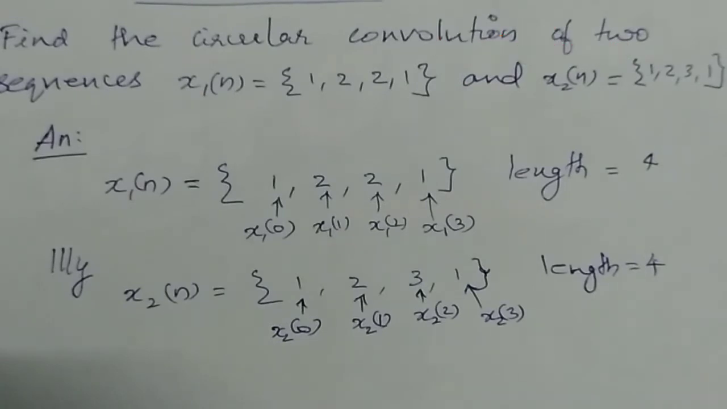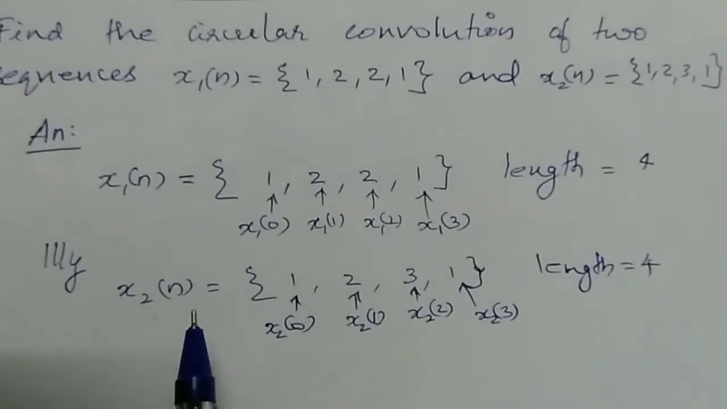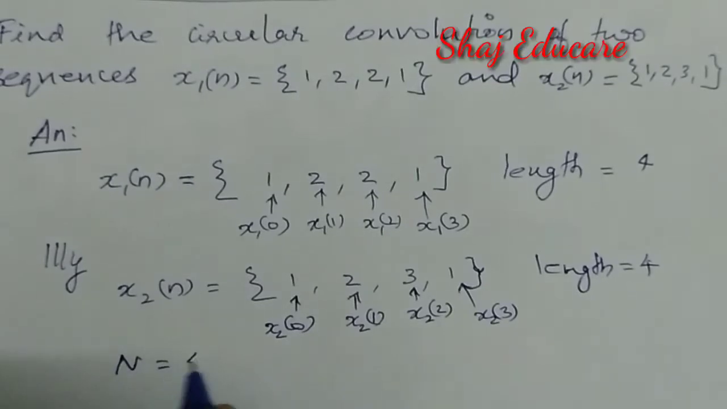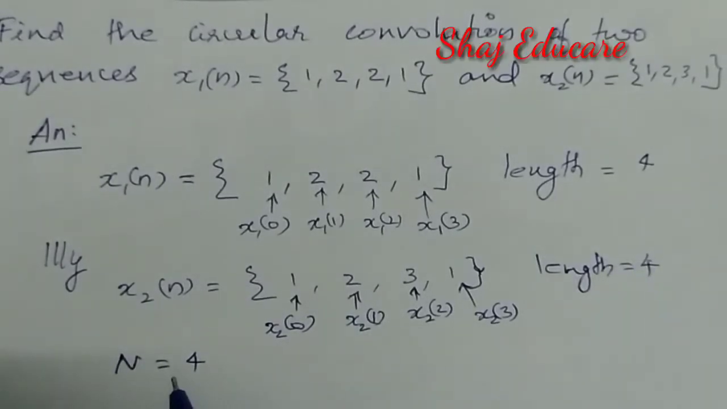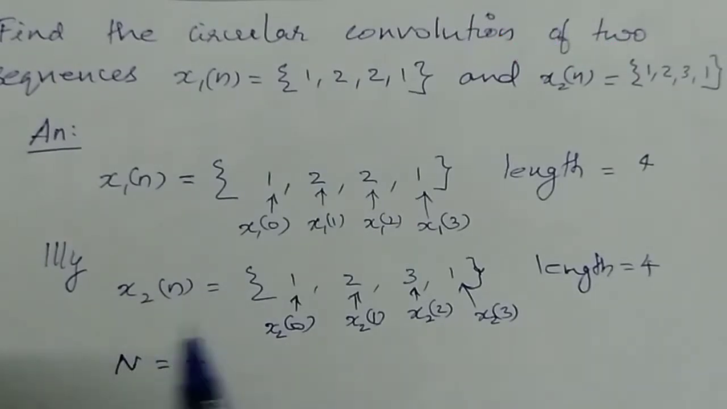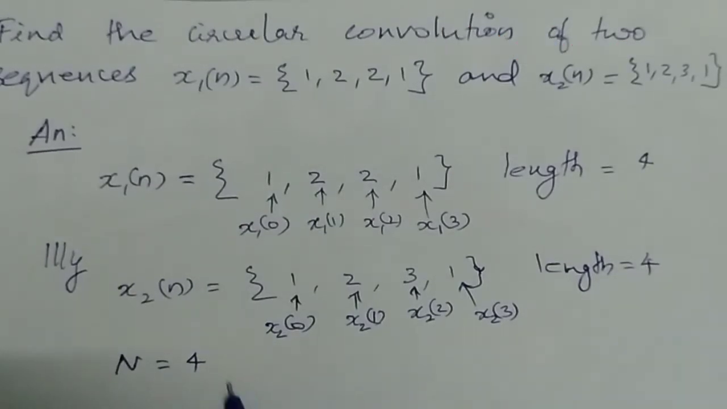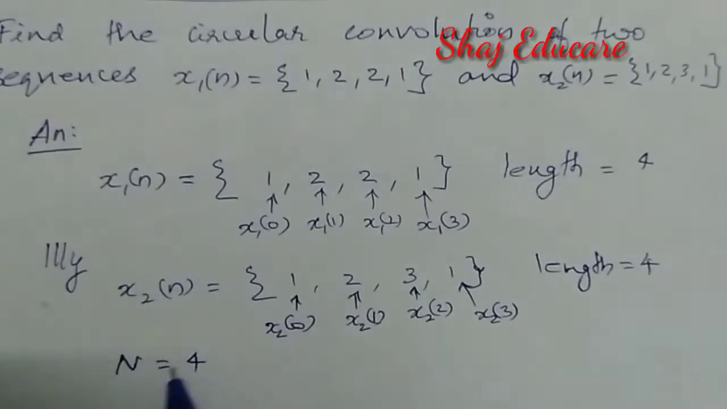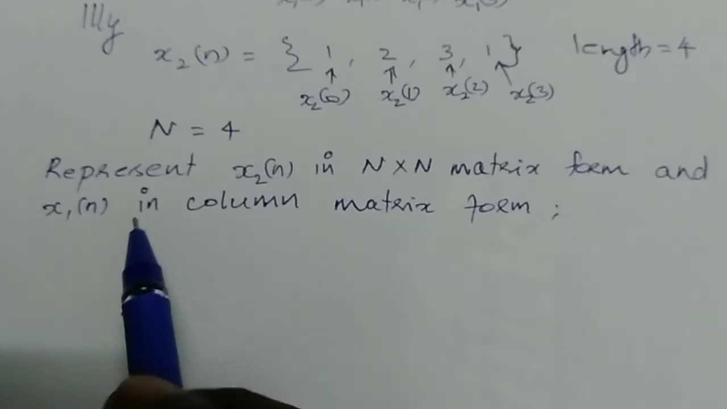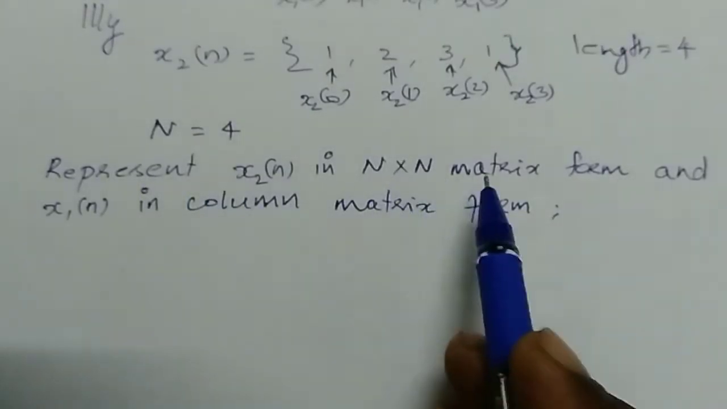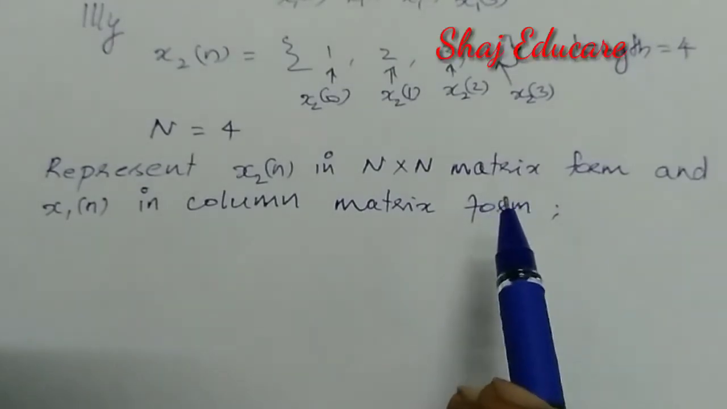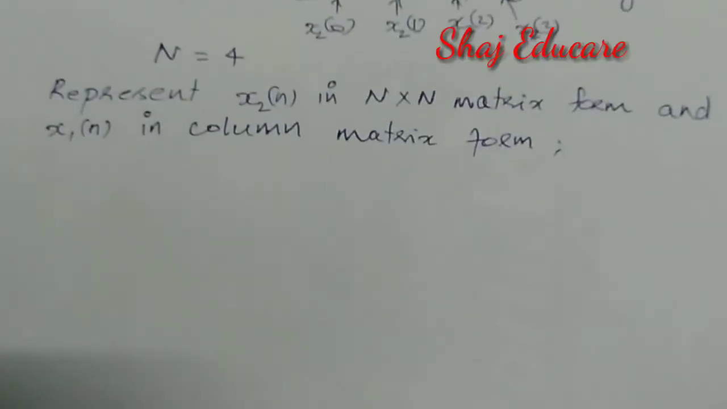The next thing we have to do is represent the second signal x2 of n in an n by n matrix, where n is equal to 4, that is the length of the sequence, and represent x1 of n in the form of a column matrix. Now we are going to represent x2 of n in 4 by 4 matrix form and x1 of n in column matrix form with n equal to 4 elements.